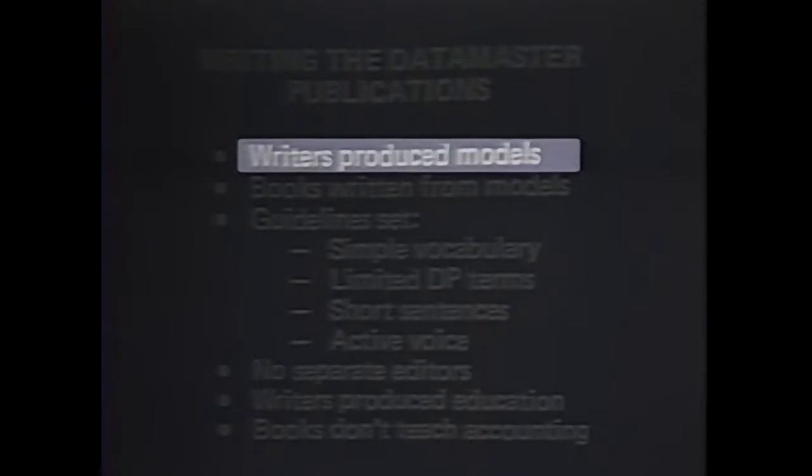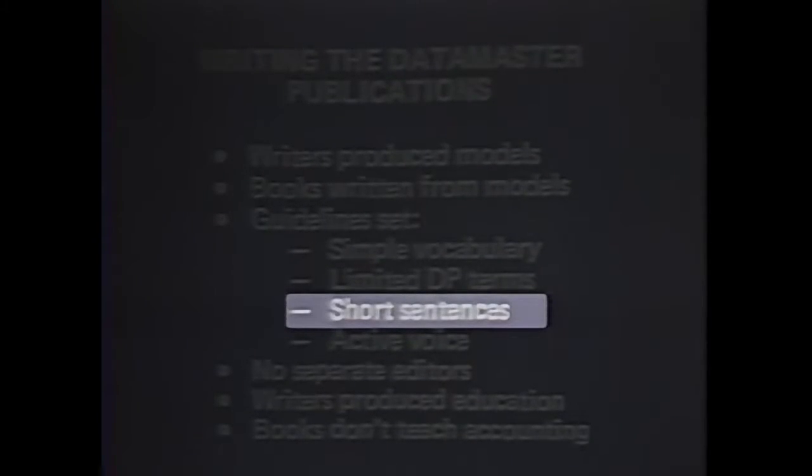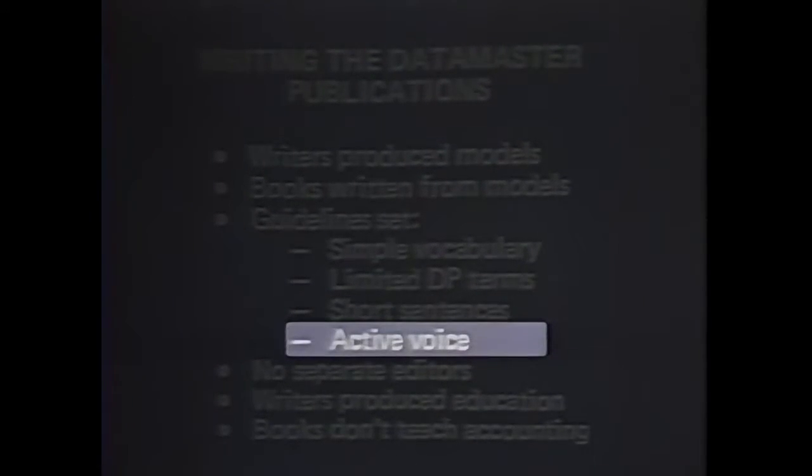We had the writers produce a set of models, and those models were used by all the application writers so that when you picked up a running book from accounts payable, it looked something like the running book from accounts receivable. So as a customer, when you've installed one app, you go to install your second, it's a breeze. That was the plan. We had the same guidelines you'll see talked about for the next 10 years. Simplify the vocabulary. Get rid of the data processing terms. Write at an eighth grade level. Use declarative sentences. Use active voice.